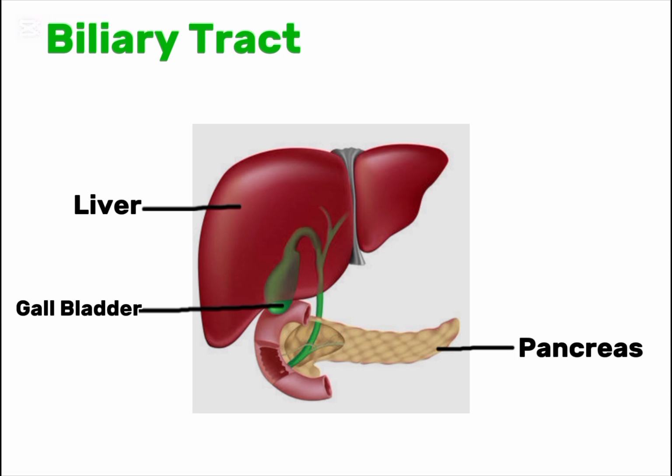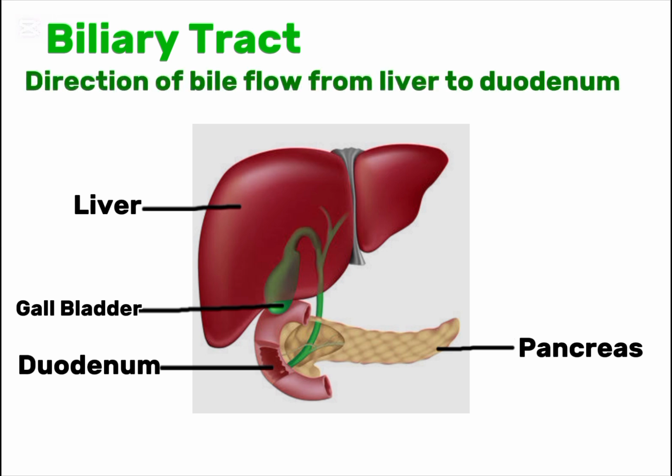Pancreas is also associated with the biliary tract as pancreatic duct also joins the common bile duct to deliver the bile to the duodenum. So final part is the duodenum, which is the first part of the intestine. Now let's study the direction of the flow of the bile from the liver to the duodenum.